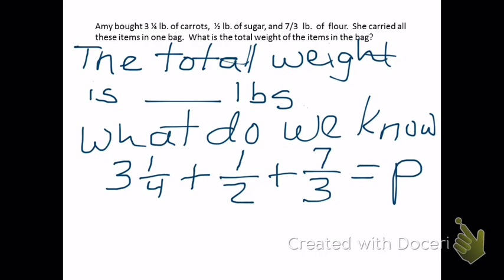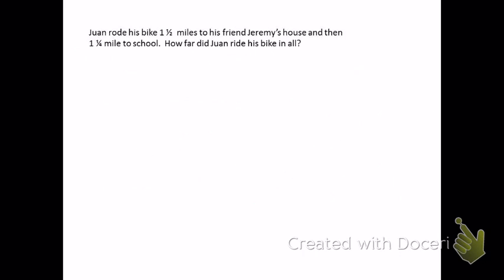All right, so Juan rode his bike 1.5 miles to his friend Jeremy's house, and then 1 1/4 mile to school. How far did Juan ride his bike in all? All right, so what's the first thing that you should write in your journal, Jashawn? Well, you don't have to write out the problem. What do you need to write, though? The solution sentence, okay? And then go on to your next step.